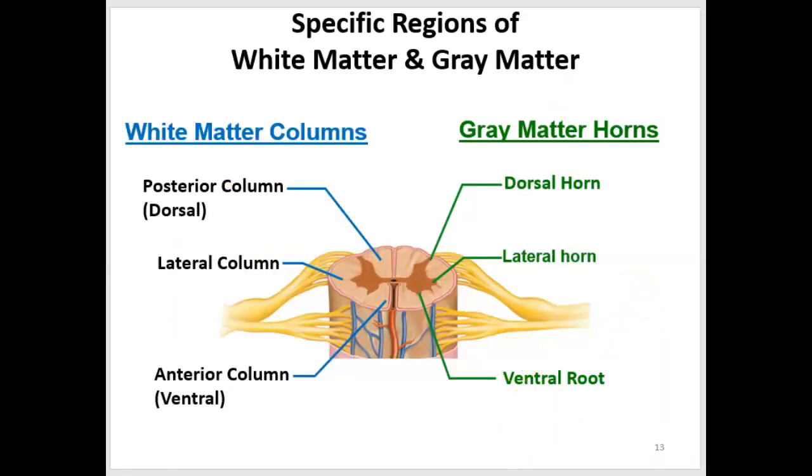Okay, let's look at some specific regions of white matter and gray matter. There are 3 locations of white matter on each side of the spinal cord. There are posterior columns, lateral columns, and anterior columns. So the white matter is divided into columns, and the gray matter is divided into horns.